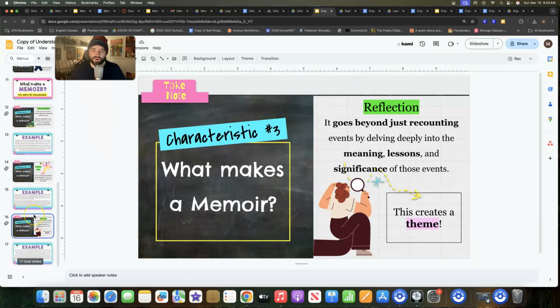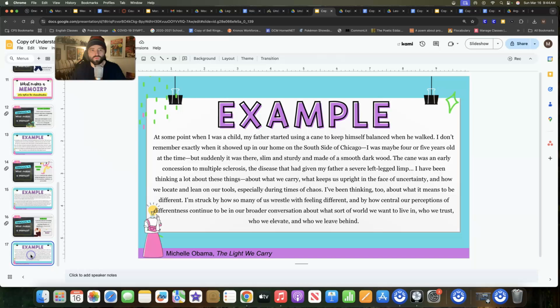And then our final characteristic: it goes beyond just recounting events by delving deeply into the meaning, lessons, and significance of those events. So unlike an autobiography, it will create a theme. It's a personal narrative in the sense that the narration has a lesson that you are learning, like you would in fictional writing, but it's not fictional, it's real.